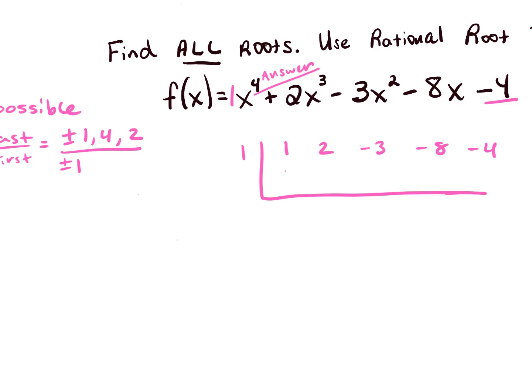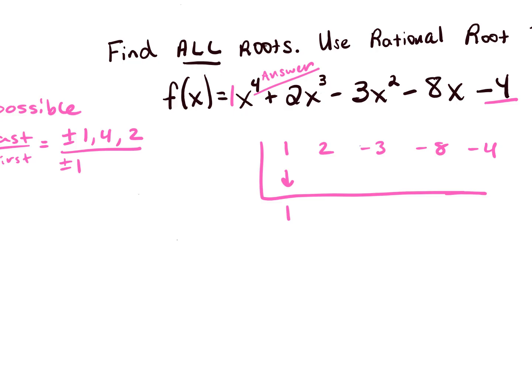Sure, we could try 1. I'm going to drop down the 1, multiply on the outside. We get 1, 3, multiply 3, add 0, multiply 0, add -8, multiply -8. Does 1 work? No. As soon as you see that it doesn't work, you can stop and move on to the next number. Remember, you got to try all of these to see what works.